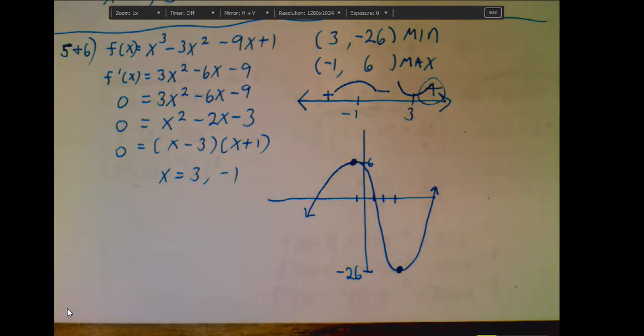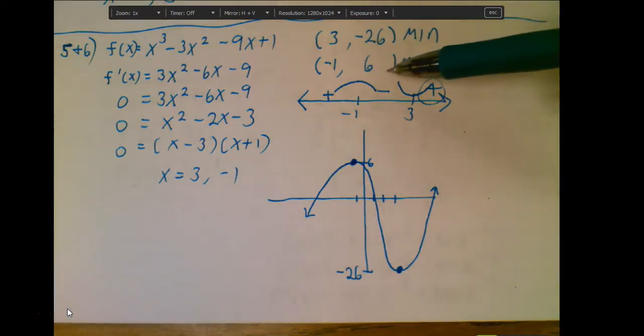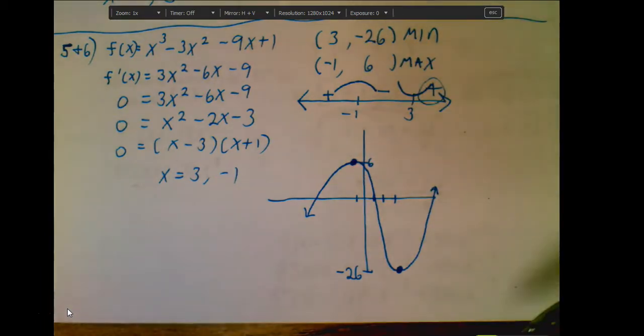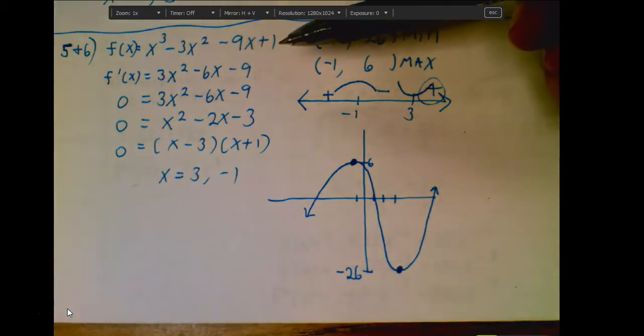So I know the graph is going to look like that, and I did all that without the calculator. So that's one way we can use this idea of stationary points to help us make a graph, even without our graphing calculator. But of course, I could have thrown this into my graphing calculator and gotten the graph that way too.